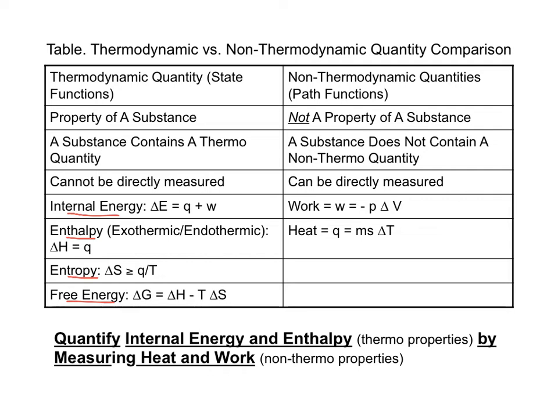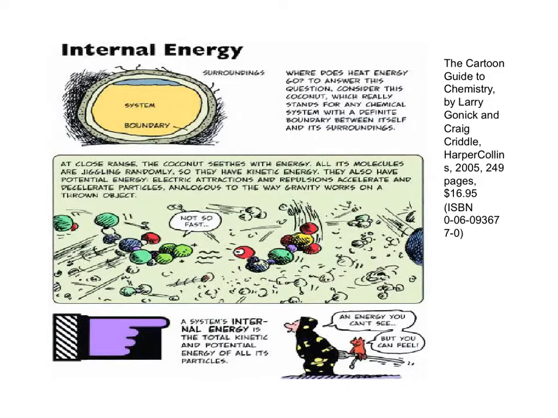Heat and work are non-thermodynamic quantities, and here are the equations which we can use to directly measure heat and work. So by measuring heat and work and relating heat and work to thermodynamic quantities, we can quantify those thermodynamic quantities: internal energy, enthalpy, entropy, and free energy. This cartoon describes what internal energy is, so stop the video and read the cartoon.